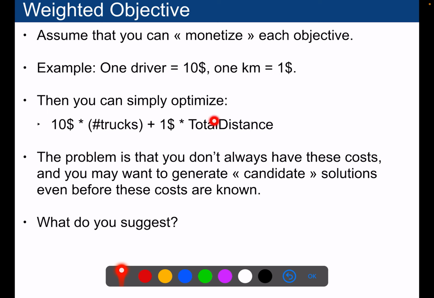The problem is that it's not always possible to find the correct cost for your problem, and sometimes it's not possible to transform one objective into a cost. So what do we suggest then?